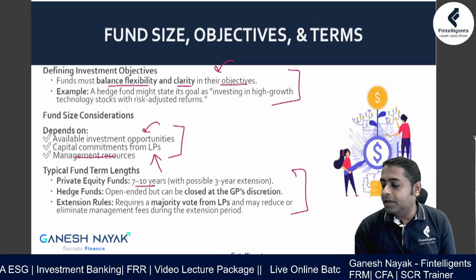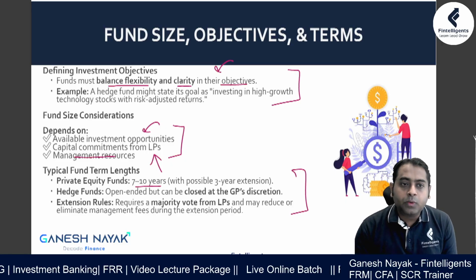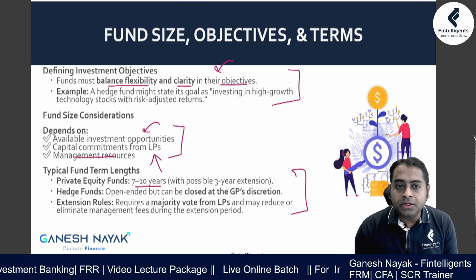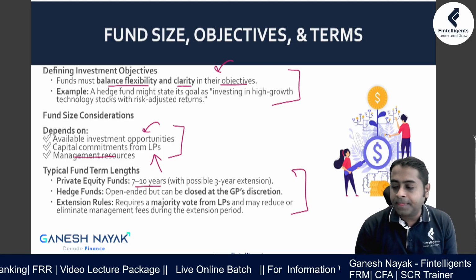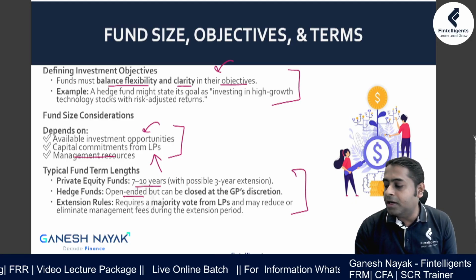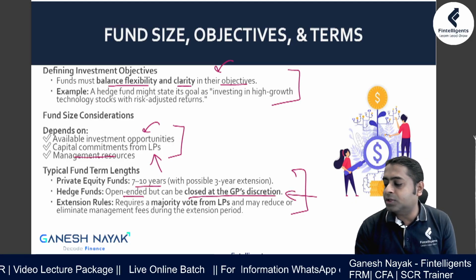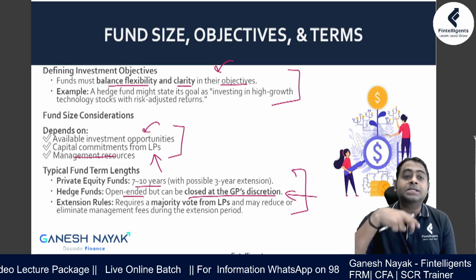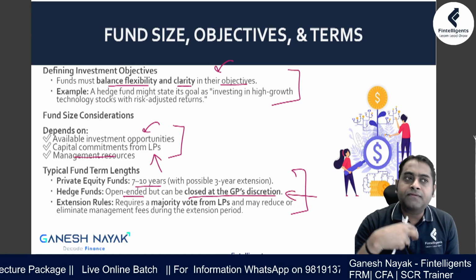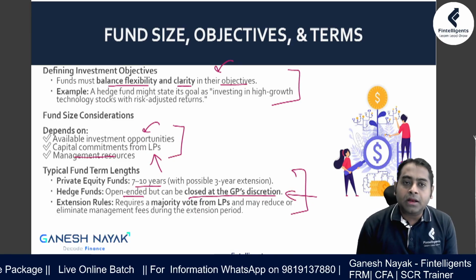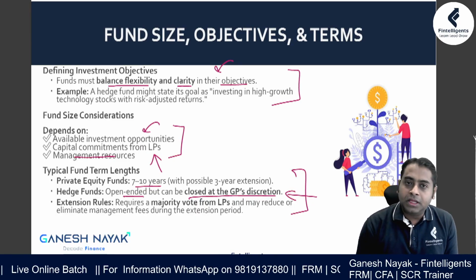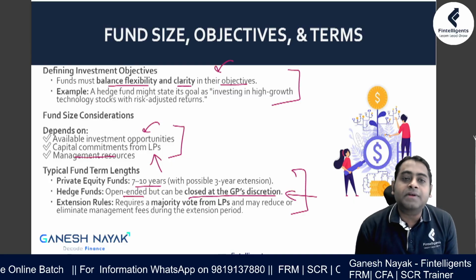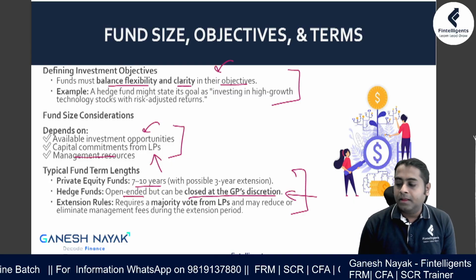A private equity fund typically has around 7 to 10 years, with extension in the years. So you can increase the investment horizon by 3-4 years. Hedge funds generally are open-ended but can be closed at the GP's discretion. Why is this at the GP's discretion? Because he is the main person taking the decision. If today he decides to retire, then the limited partners ideally will close. They can get a substitute, but generally it is very difficult, so they will close the fund.